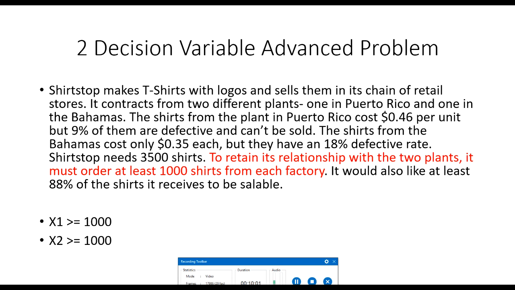The minimum order from Puerto Rico, X1, must be 1,000. Separately, the minimum order from the Bahamas must be 1,000. So we get two separate constraints. X1 is greater than or equal to 1,000. X2 is greater than or equal to 1,000. That's what we've seen here so far. We have now not one, not two, but four constraints.